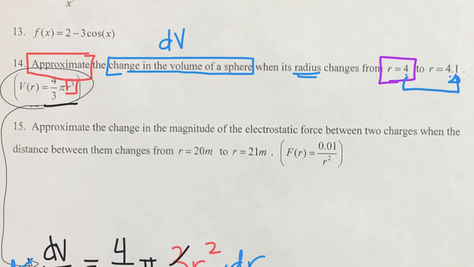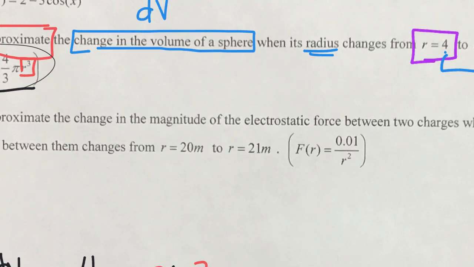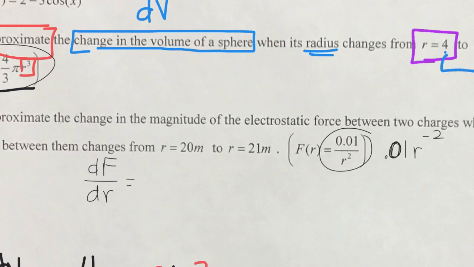Okay, let's look at 15. So here's your function. The first thing we have to do is take the derivative. Since r is your variable, we're going to find dF/dr. Let's first rewrite our fraction as a negative power, 0.01 r to the minus 2. If you forgot how to take the derivative of a fraction with r on the bottom, we write it without a fraction, so it's a negative exponent. Now I can use the power rule.